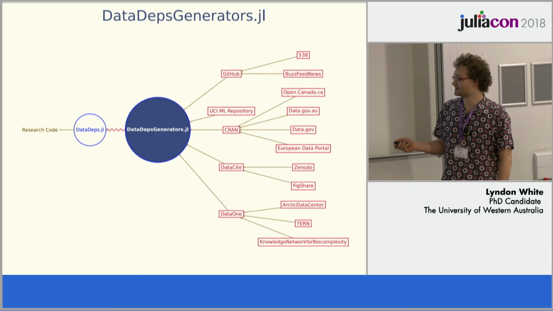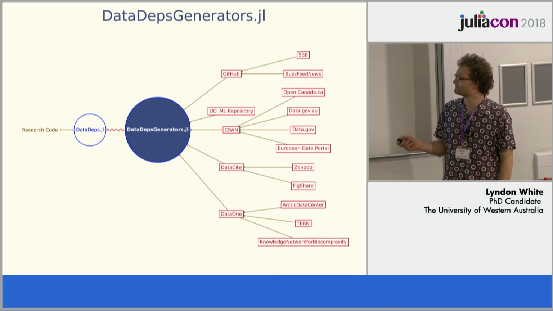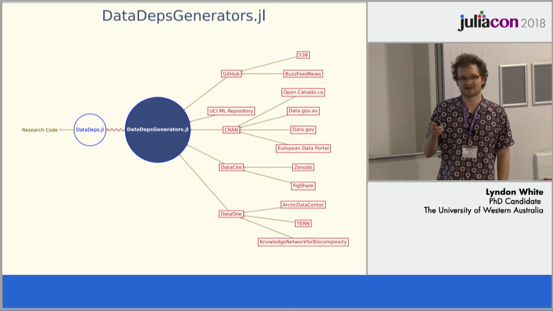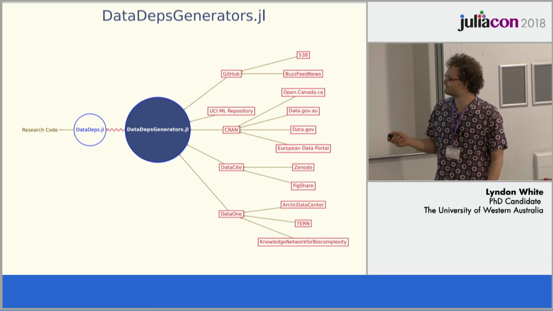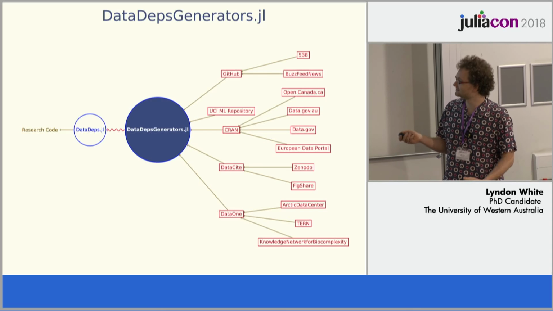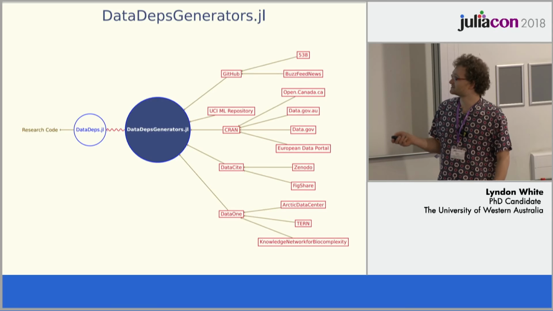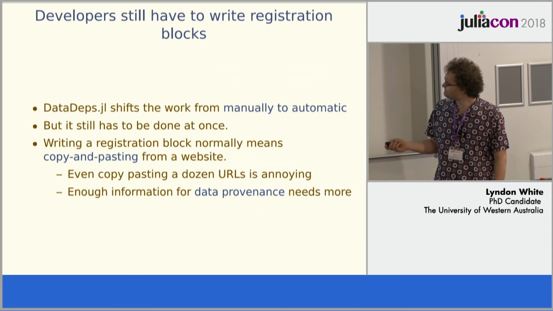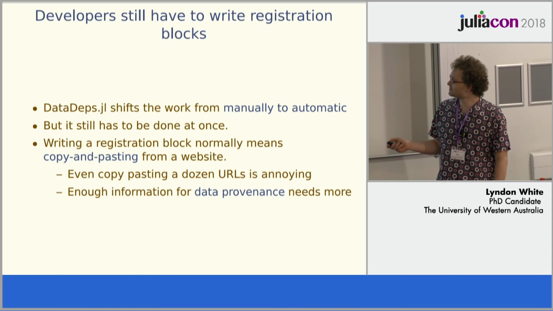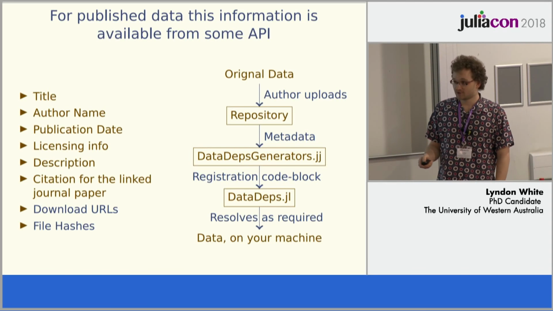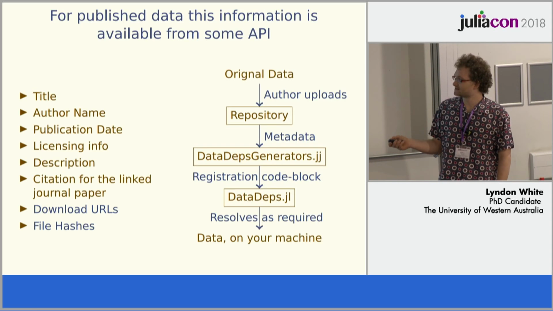A lot of those are DOIs from DataSite. CKAN is another big one, which supports things like data.gov, data.gov.au, not data.gov.uk, but a lot of national governments support data in that format. And we've got a bunch of them, more than just these. So we want to avoid this copy pasting and automatically generate those. The kind of data we want is stuff like this.